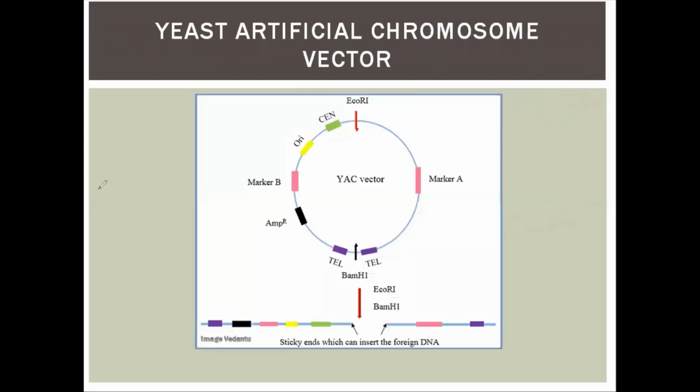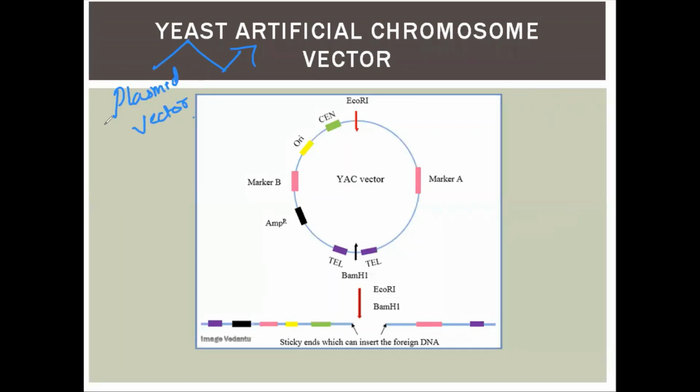Let's learn about yeast artificial chromosome. Before knowing about yeast artificial chromosome, remember that yeast vectors are of two types. One is yeast artificial chromosome and another is plasmid vectors of yeast.